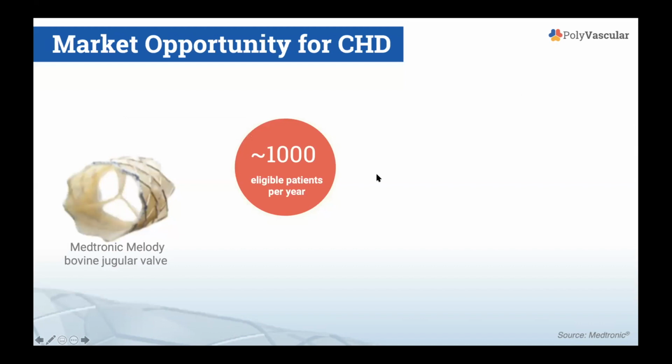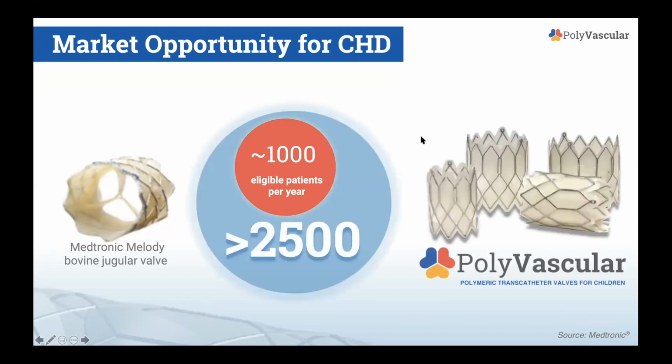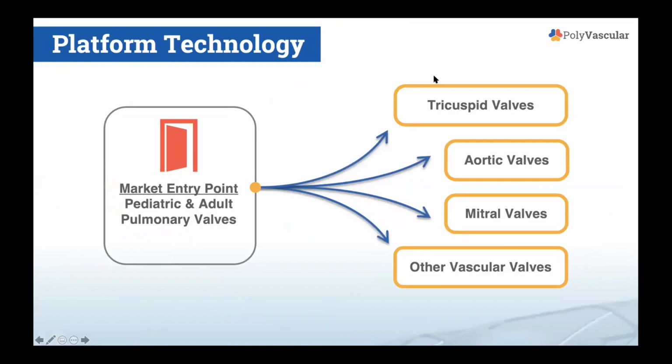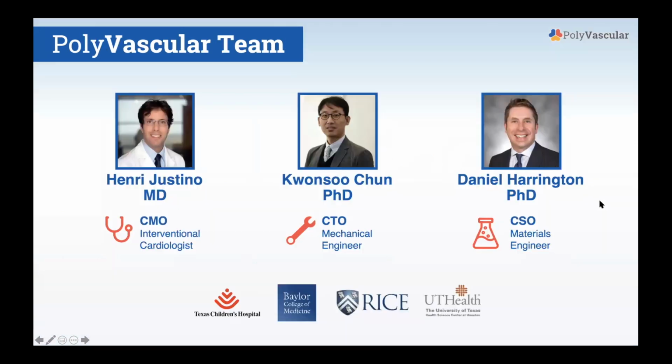In terms of the market opportunity, there are about 1,000 patients eligible for the Melody valve based on the limited sizes that cows come in their jugular veins. And because of our ability to make valves that are much smaller or much larger, we could probably have a market that's 2.5 times larger to serve many more children and adults that would need these types of transcatheter valve replacements. And this platform technology really lends itself well to the development of other types of heart valves that could be made out of medical grade polymers, as we have done.